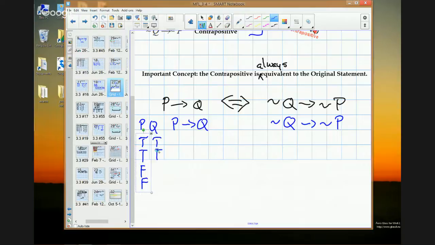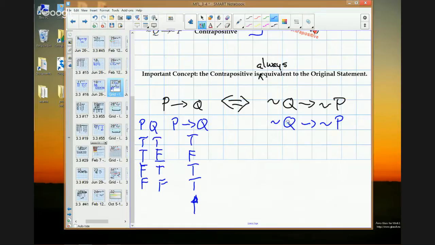So I'm setting up a standard truth table. As you know, the only time if P then Q is false is right here, when the first one is true and the second one is false. The other three are true. So this is my answer on the left side.